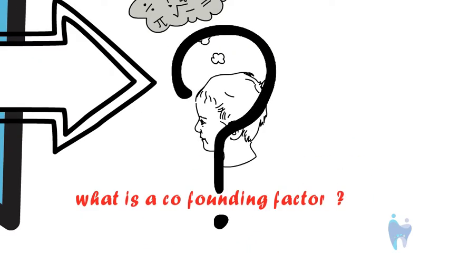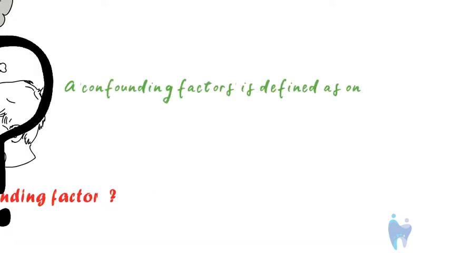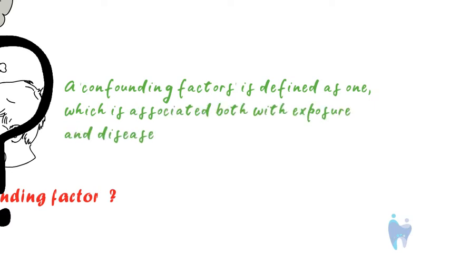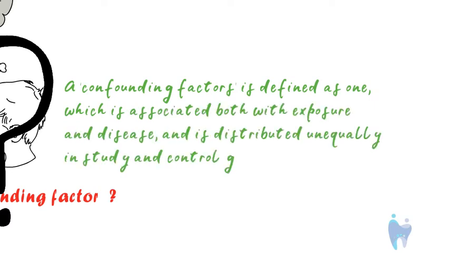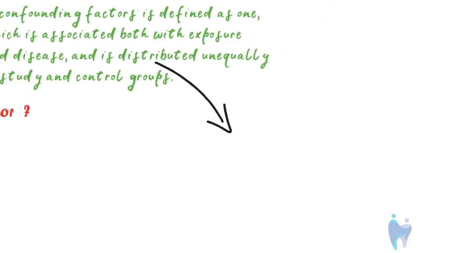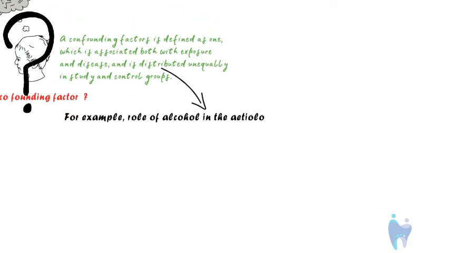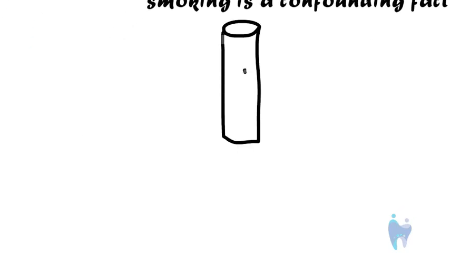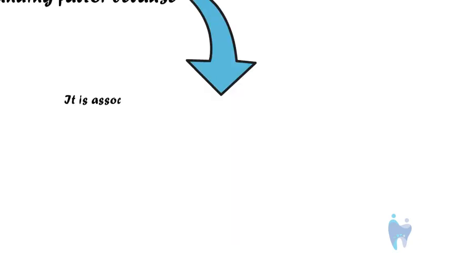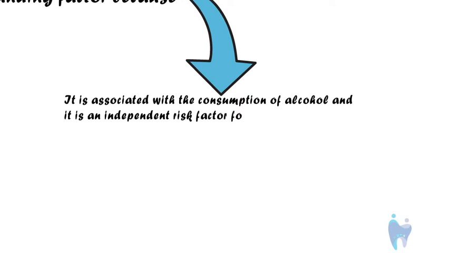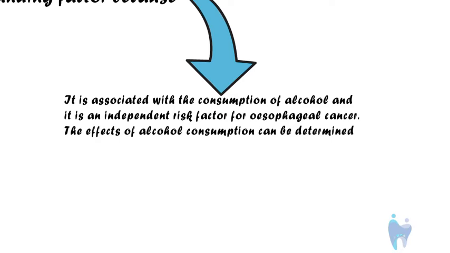So, what is a confounding factor? A confounding factor is defined as one which is associated both with exposure and disease, and is distributed unequally in study and control groups. For example, the role of alcohol in the etiology of esophageal cancer. Smoking is a confounding factor because it is associated with the consumption of alcohol and it is an independent risk factor for esophageal cancer. The effects of alcohol consumption can be determined only if the influence of smoking is neutralized by matching.